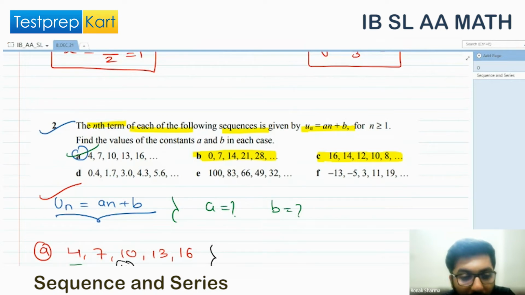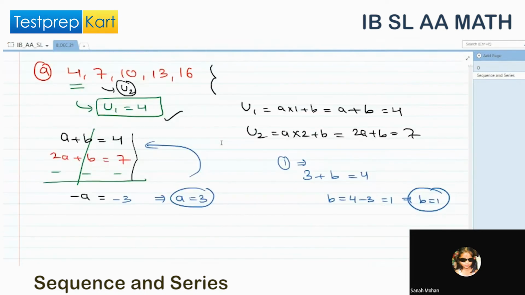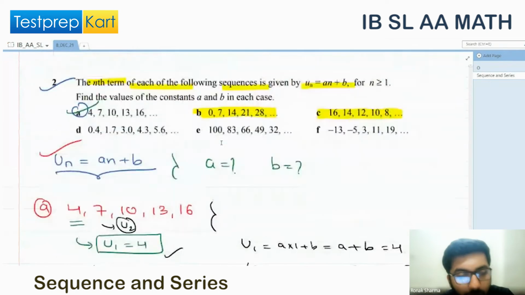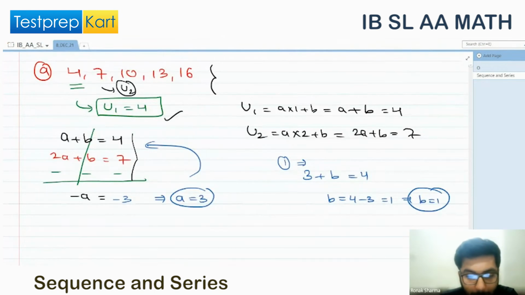Have you calculated the value of A and B for the B part? I've calculated A, not B yet. A? We have solved A, right? No, no, I'm asking the A part for B. Okay.